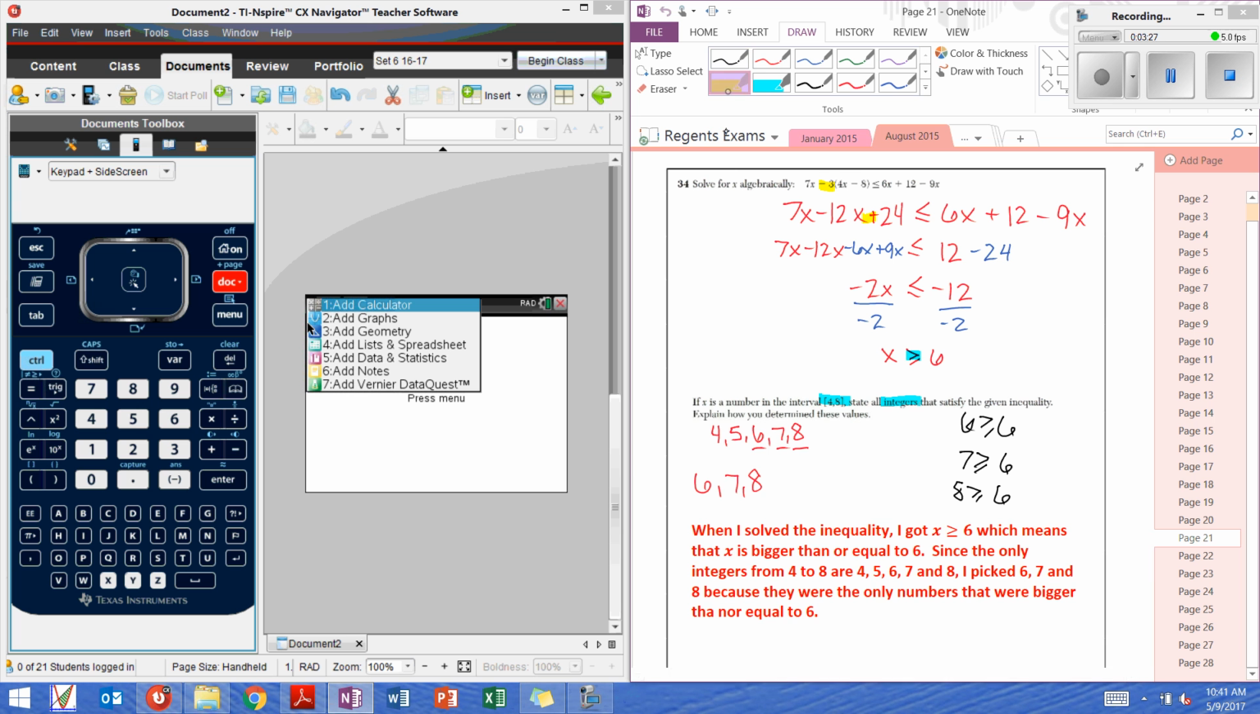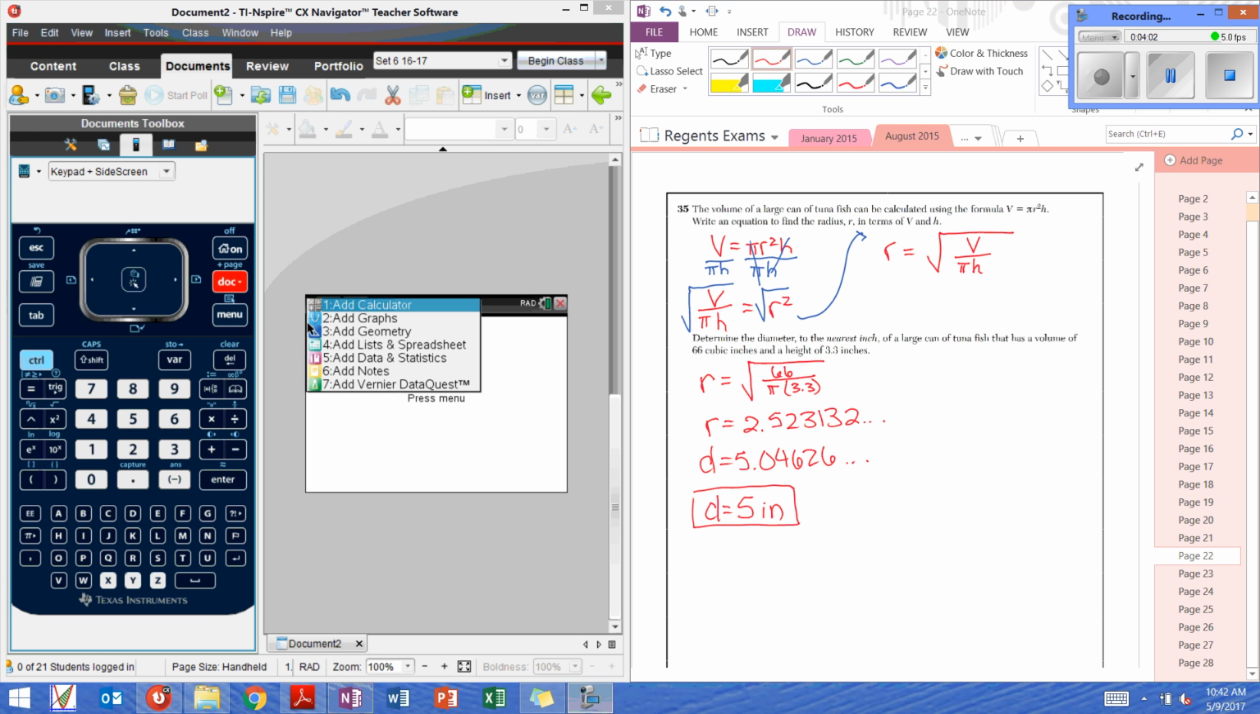The last piece here is the explanation. Explain means you have to write it out in words, so that's why you see this paragraph here. Explain everything that I did. I solved the inequality, and I got x is greater than or equal to 6, which means that x is bigger than or equal to 6. So since the only integers from 4 to 8 are 4, 5, 6, 7, and 8, we picked 6, 7, and 8 because they're the only ones that were bigger than or equal to 6.